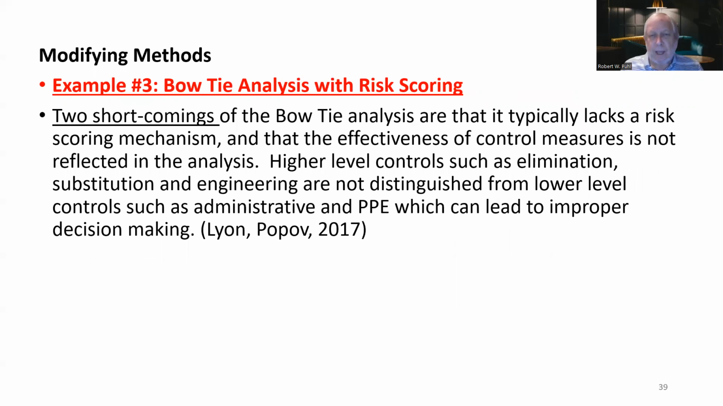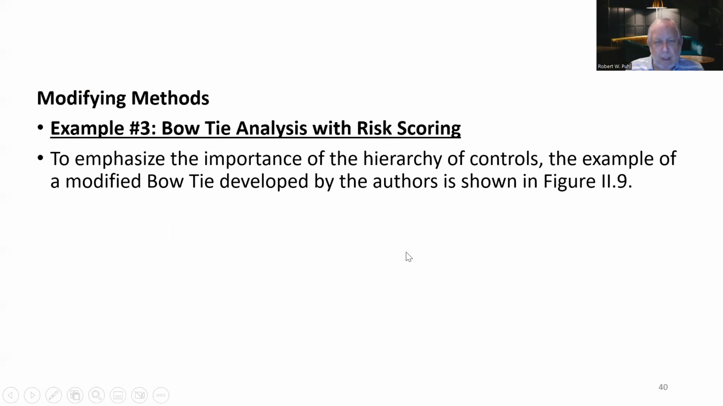Two shortcomings of the bow tie analysis are that it typically lacks a risk scoring mechanism, and that the effectiveness of control measures is not reflected in the analysis. Higher level controls such as elimination, substitution, and engineering are not distinguished from lower level controls such as administrative and PPE, which can lead to improper decision making. To emphasize the importance of the hierarchy of controls, the example of a modified bow tie developed by the authors is shown in figure 11.9.